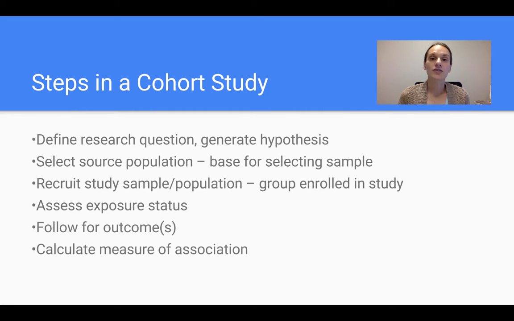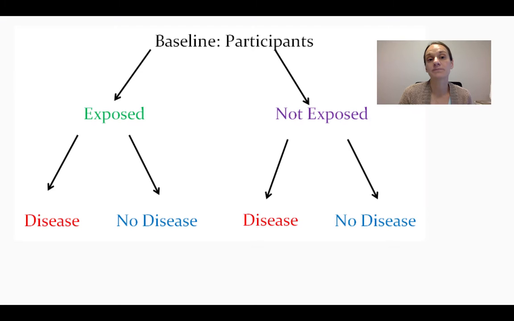This is a study that starts, as most studies do, with a research question and a series of hypotheses. We're going to select a source population, the group of people that are going to give rise to our participants. We're going to choose a recruitment and sampling method and then use that method to recruit participants. We're going to assess exposure status. It's a really important thing with a cohort study, and you'll see why in your readings and our content lecture. We're going to follow people over time, either prospectively in real time, or retrospectively using documentation and records. And then we're going to analyze those data and calculate a measure of association.